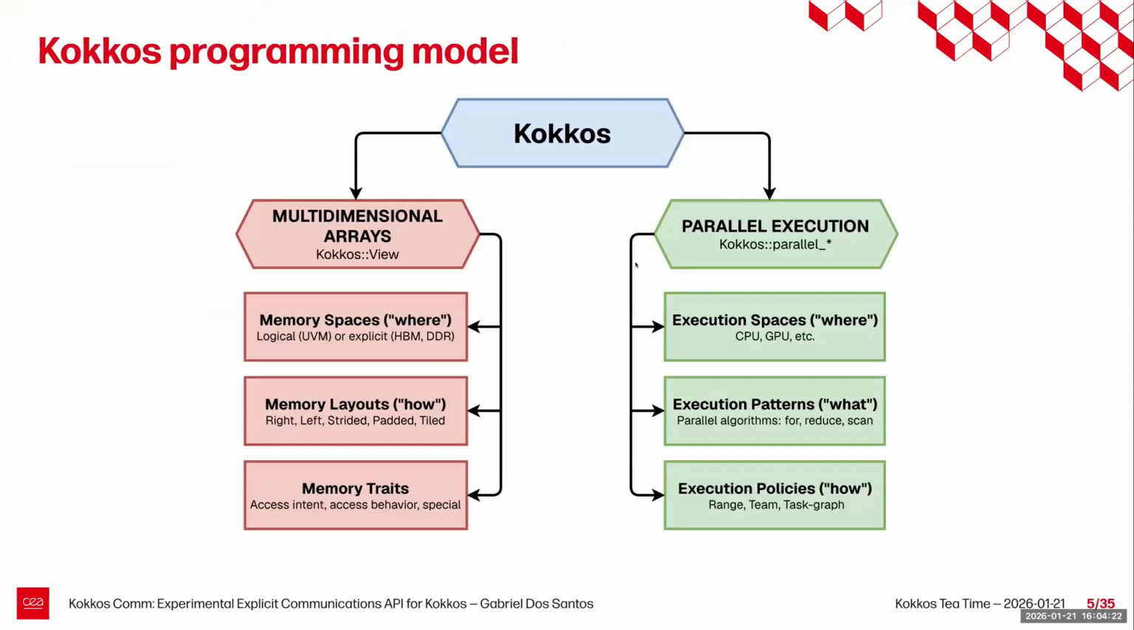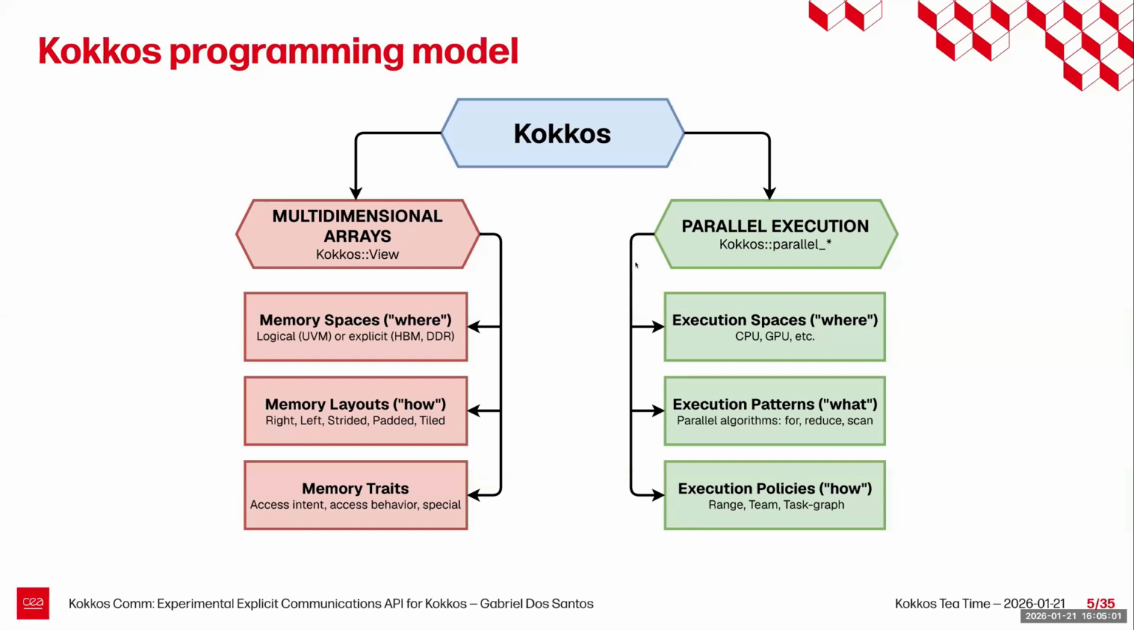I wanted to briefly remind people of the Kokkos programming model. I know most folks here are familiar with it, but I thought it was a good reminder of the challenges when integrating Kokkos and distributed communication models. Kokkos is really two parts. One is the multidimensional arrays side, in the form of Kokkos views. So it's purely how we interact with multidimensional data. And Kokkos proposes different ways to see that data.